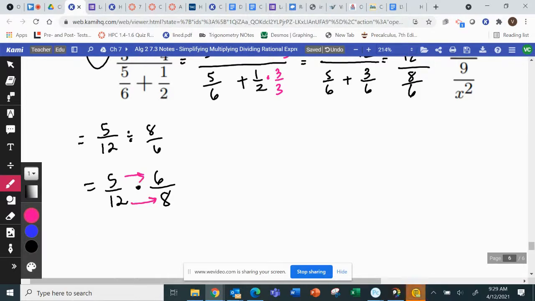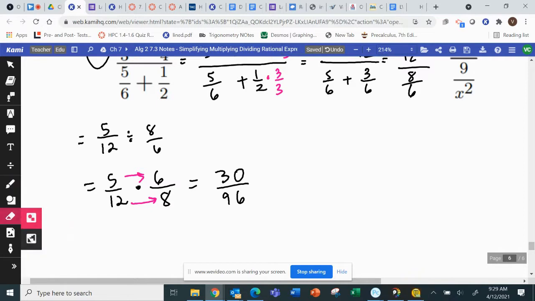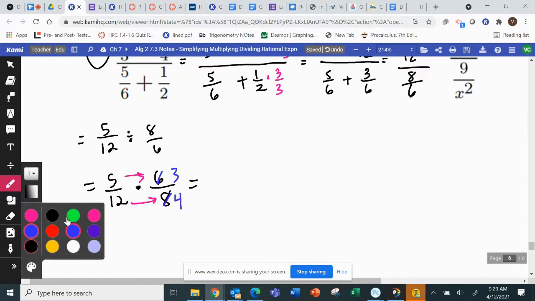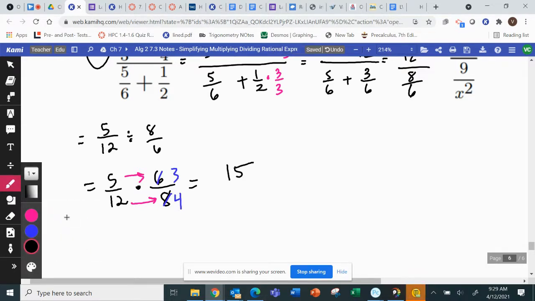If you guys did reduce it, like 6/8, if you reduce that, that's totally fine. If not, which I didn't, then I'll just reduce it now. After I multiply, I'll reduce it. So I get 30/96. Is that 96? If I had reduced it, I would have had smaller numbers. Maybe I should reduce it. We can reduce it right here. 3/4. There we go. Now multiply straight across, I get 15/48.